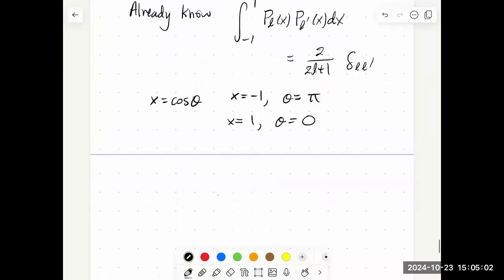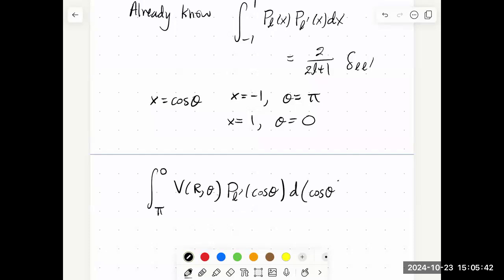So what we're going to have then is an integral from, let's say, pi to 0. So this would correspond to x equals -1, this to x equals +1. And then we're going to take our potential on the surface of the sphere, and multiply it by PL prime of cos theta. And instead of integrating with respect to x, it's going to be d cos theta. Okay.